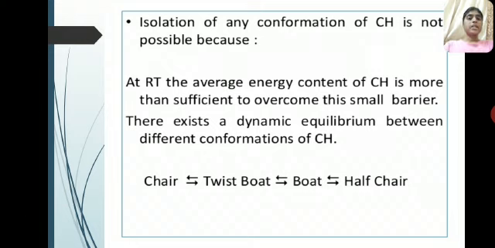Isolation of any conformation of cyclohexane is not possible because the average energy contained is more than enough to overcome the barrier. There exists a dynamic equilibrium between the different conformations: chair, twisted boat, boat and half chair.